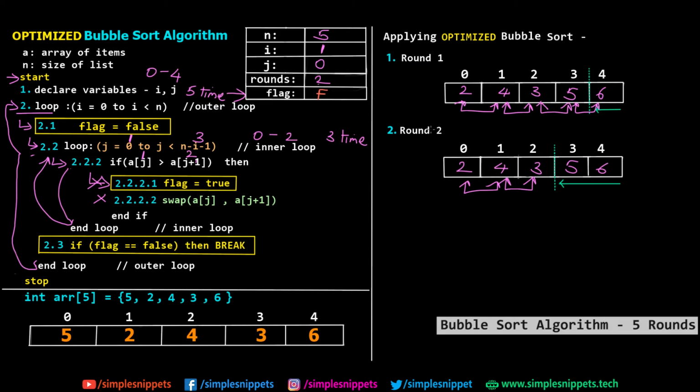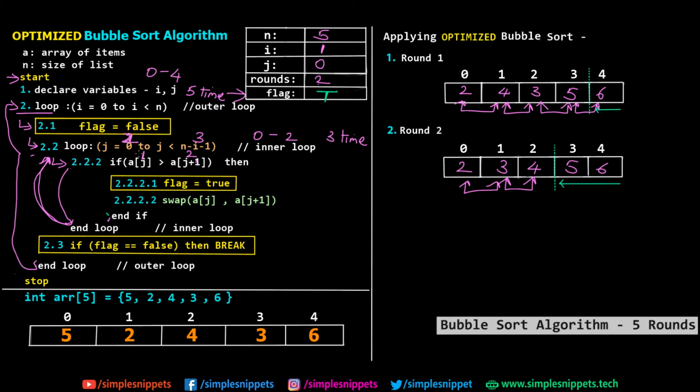Because 4 and 3 have to be swapped. So let's swap the 4 and 3 values. 3 will come over here, 4 will come over here. And now we also have to set the flag as true. So let's do that. I'm going to write T for true, okay? Now we will say end if, end loop, that is ending the inner loop. Again come at the start of the loop. j plus plus, j will now become 2.